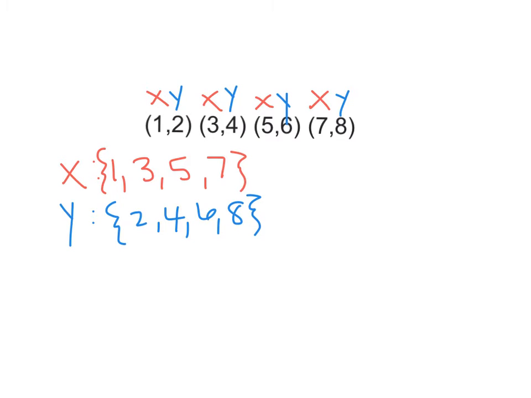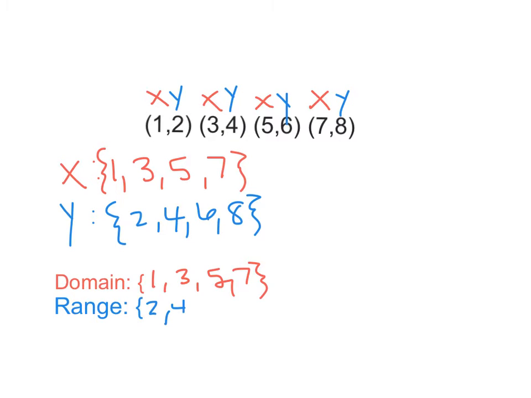But because we're fancy mathematicians, we are going to write them in the technical way. So our domain is 1, 3, 5, and 7. And our range is 2, 4, 6, and 8. So again, remember that our x is just called our domain and our y is called our range, or vice versa. Domain is your x points and your range is your y points.